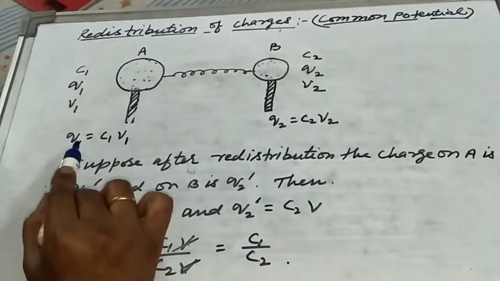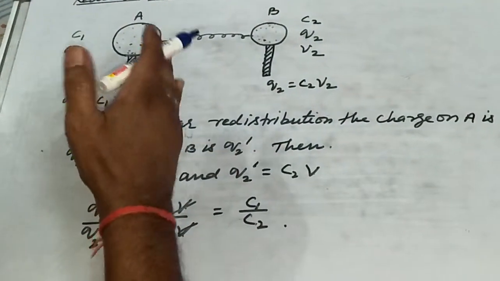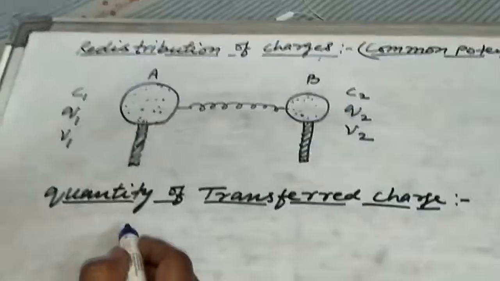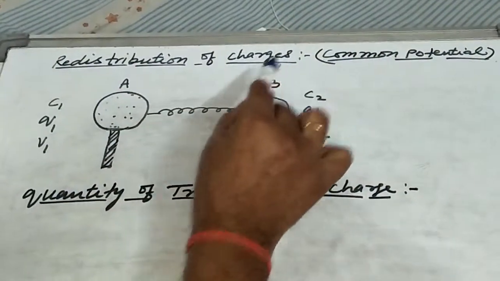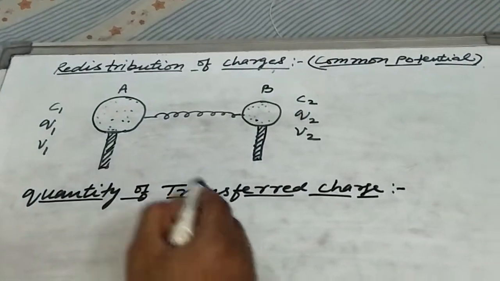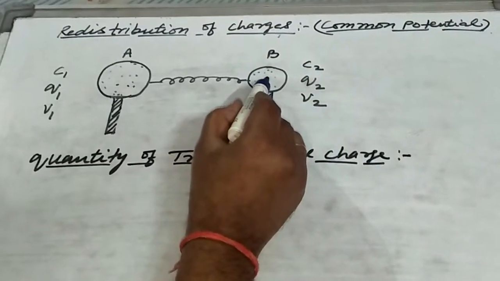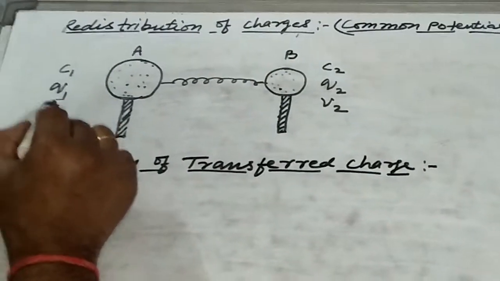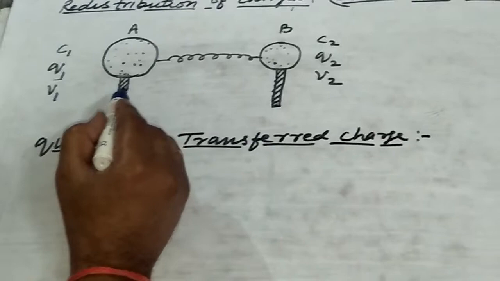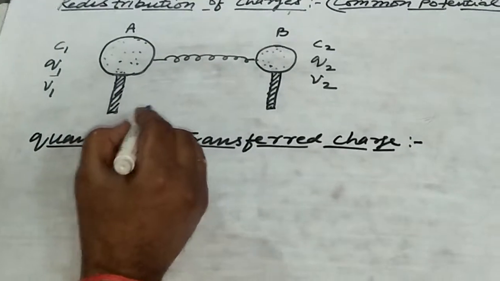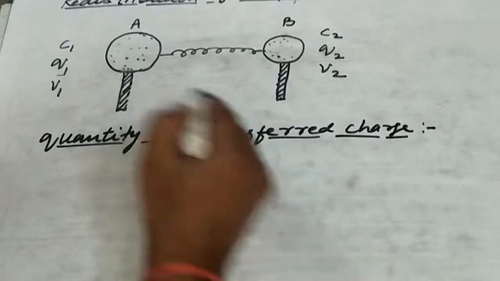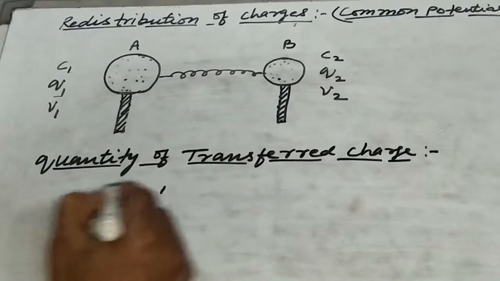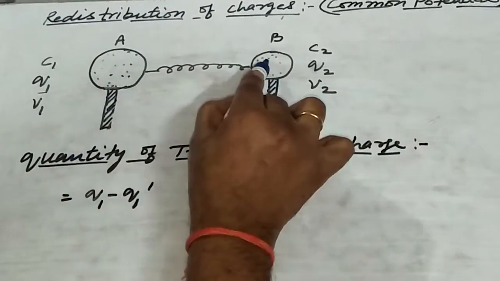And in this process, now a question arises: what amount of charge is transferred from one conductor to the other conductor? Suppose before joining, the conductor A has charge Q1, which becomes Q1 dash after A is joined with B. Thus, the charge transferred from A to B is given by Q1 minus Q1 dash. This is the charge transferred from A to B.